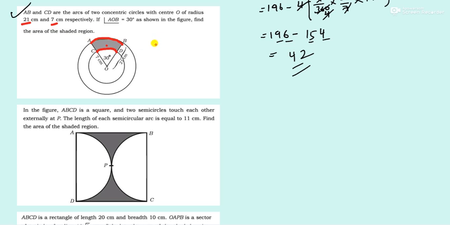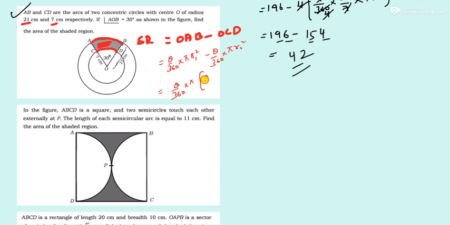So how are you going to find it? See, if I write area of the sector OAB minus OCD, this total OAB minus OCD, will I not get this shaded region? Yes. So that's what you have to use here. So write the formula, theta by 360 into pi r square. Here you have to take the bigger radius, R1, minus theta by 360 into pi R2 square. So what is common here? Theta by 360 into pi is common. R1 is 21 square minus R2 is 7 square, that's all.